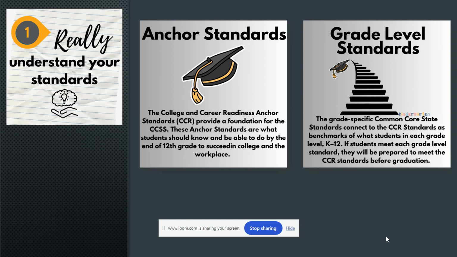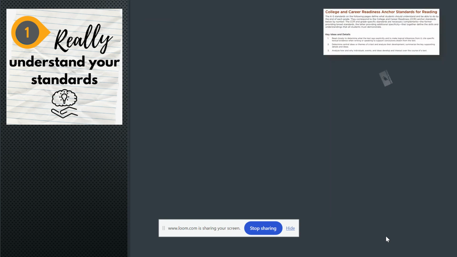And then the grade level standards actually connect to that end goal of the anchor standards. And so it designates what each grade level needs to do in order to get to each anchor standard. So I'll show it to you like this. If this is our anchor standard, this is what we want kids to be able to do by the end of their senior year with key ideas and details.